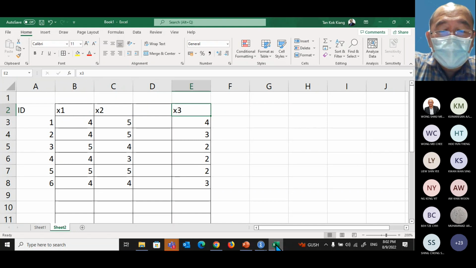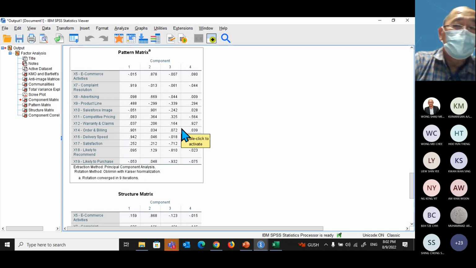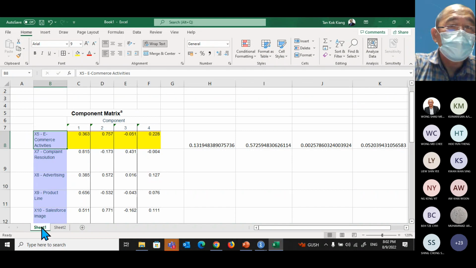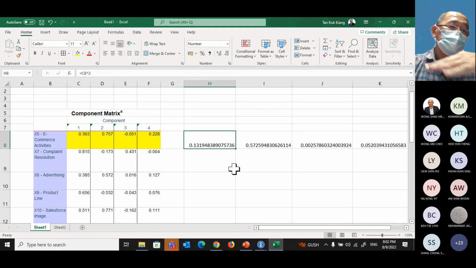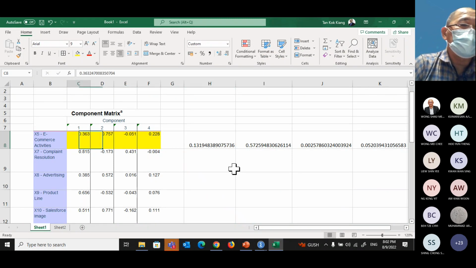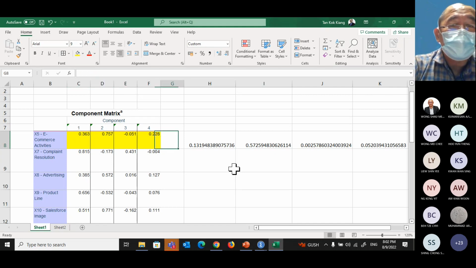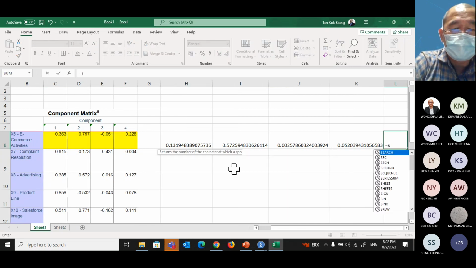Okay, so now we come back to here. What I do is compute the communality. So we take the square, but now we focus on each row. Now we see x5 first. The rest you can compute if you want, using the same method. So each one you take power 2, and then you sum up these 4 numbers.